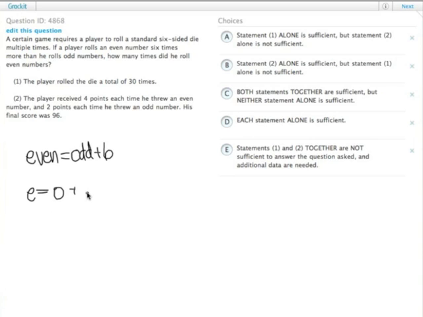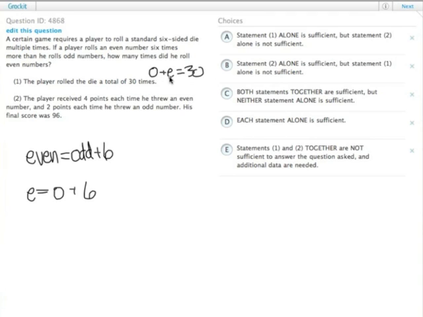So O plus 6, and this is an O, not a 0. Okay, so really if we get another equation, we probably will have sufficiency. Statement 1 tells us that the player rolled the die a total of 30 times. So statement 1 tells us that the number of odd rolls plus the number of even rolls equaled 30.